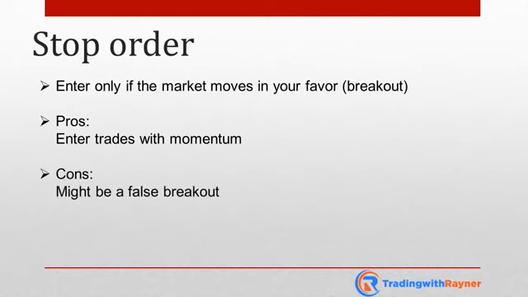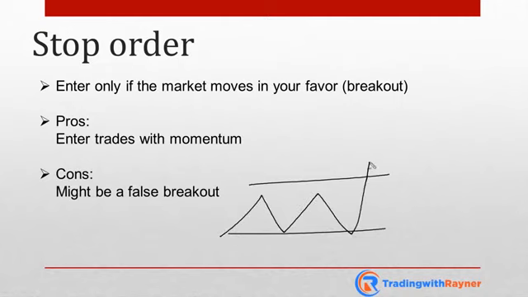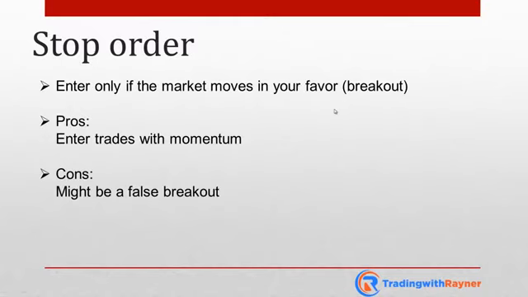The downside to this is that this might be a false breakout. What's a false breakout is, say the market over here breaks out and then it does a reversal and goes back into the range. So this is what we call a false breakout. All right, so that might be possible if you are using a stop order.